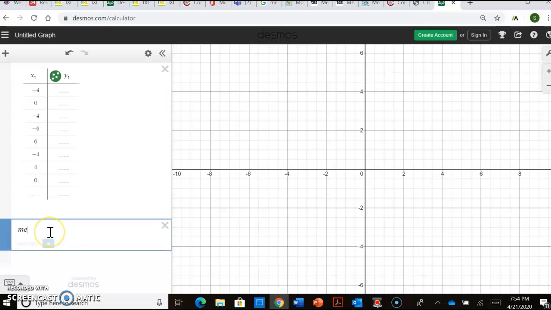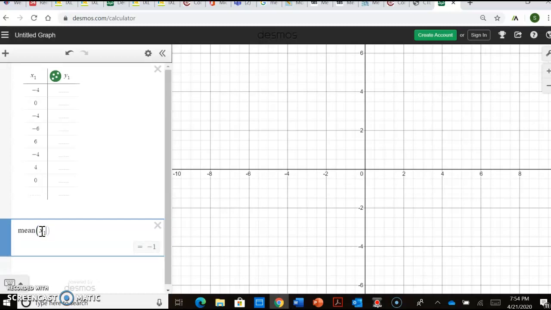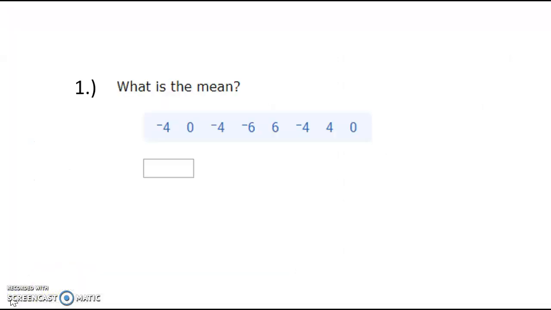So you type the word MEAN, and you're going to type in open parentheses, and we're going to indicate that we're going to calculate the mean for the table which is labeled x1. So we type x, and then when you type a 1, it's going to make it a subscript 1. You close your parentheses, and we find that the calculation for the mean of this data set is going to equal -1. So the answer for number 1 is -1.